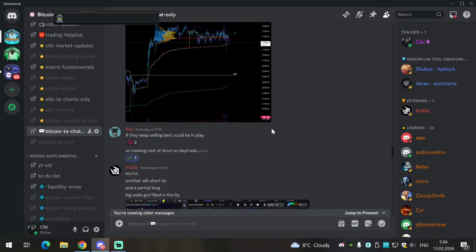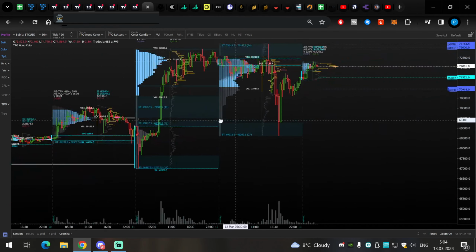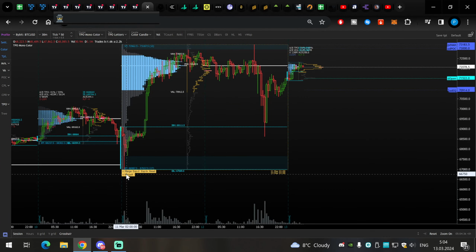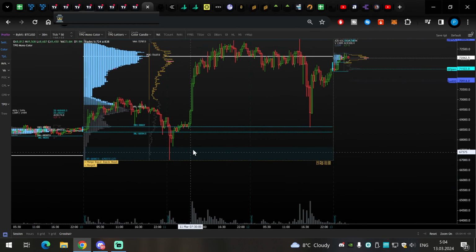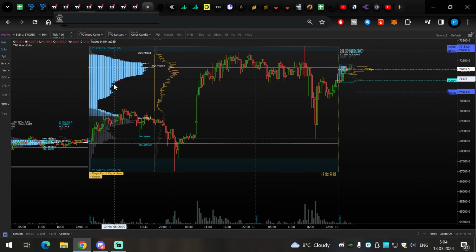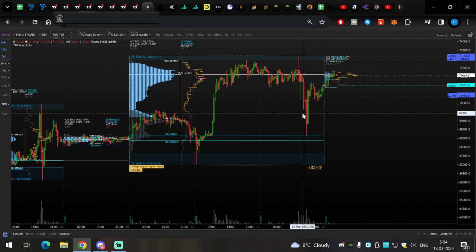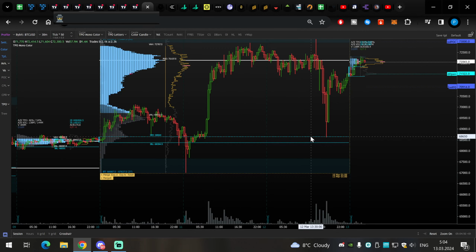Let's go further down now. We will be focusing on trading the main support area, and here we are. So let's go to Exocharts. Let's do it like this. So you remember there was no volume here. This is no support for the Bitcoin, but we found the main support at 68,600, right at the start of the high volume node.